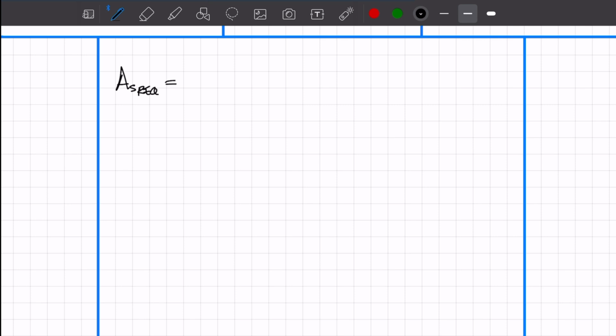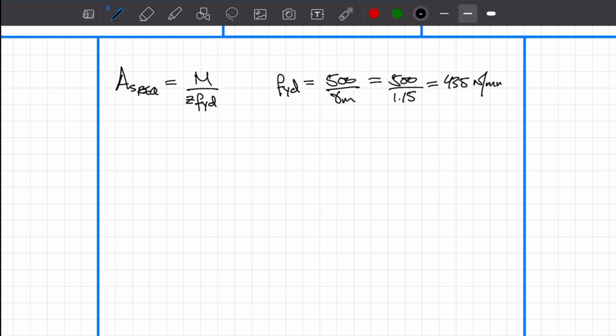Now we can calculate the area of steel required, which is simply the moment divided by Z times the design yield stress of the reinforcement. In the UK, the characteristic yield stress of reinforcement is 500, and we divide by a material safety factor of 1.15, giving a design yield stress of 435. Plug the numbers in and we get an area of steel required of 1331mm squared. This is an easy formula to remember if you ever need to quickly work out some reinforcement.